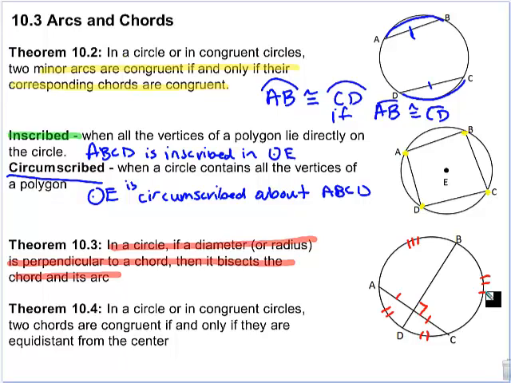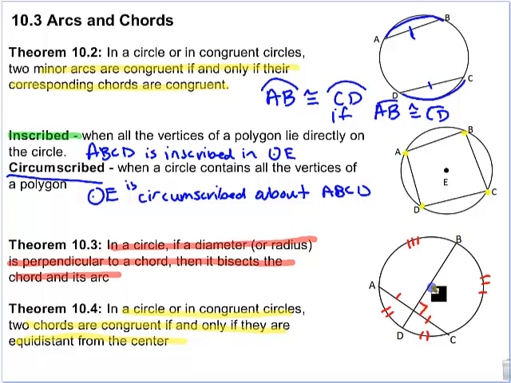Is that okay? In a circle or in congruent circles, two chords are congruent if and only if they are equidistant from the center. So what that means is here I have this chord AC.